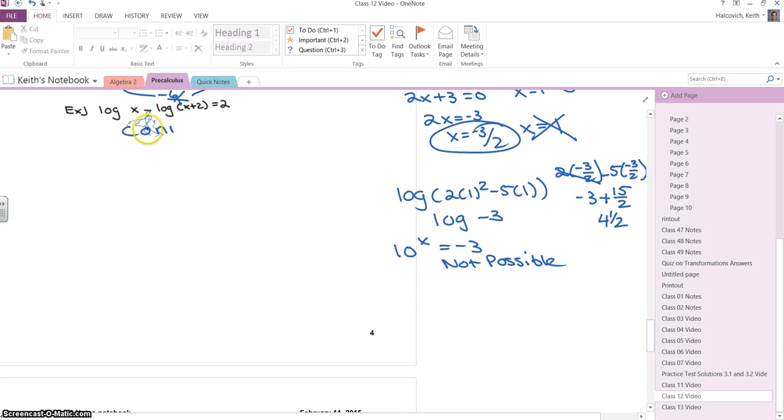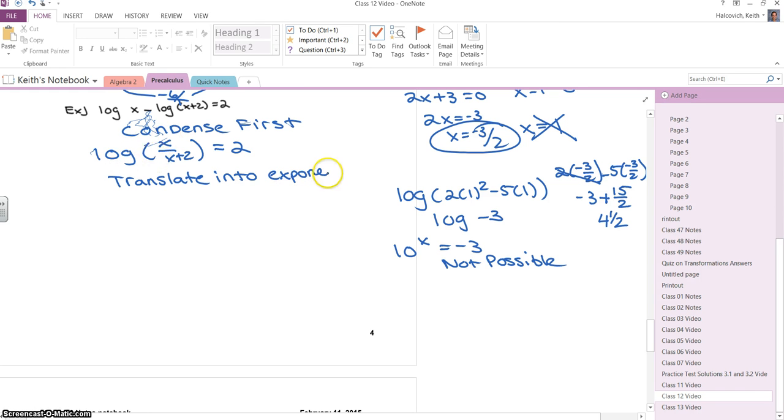All right, the next one, the minus means that you can divide. So you want to condense first. So it becomes log of x over x plus 2 equals 2. Then you want to translate it into an exponential. And remember the base is 10 here. So it's 10 squared equals x over x plus 2. Remember 10 squared is 100.